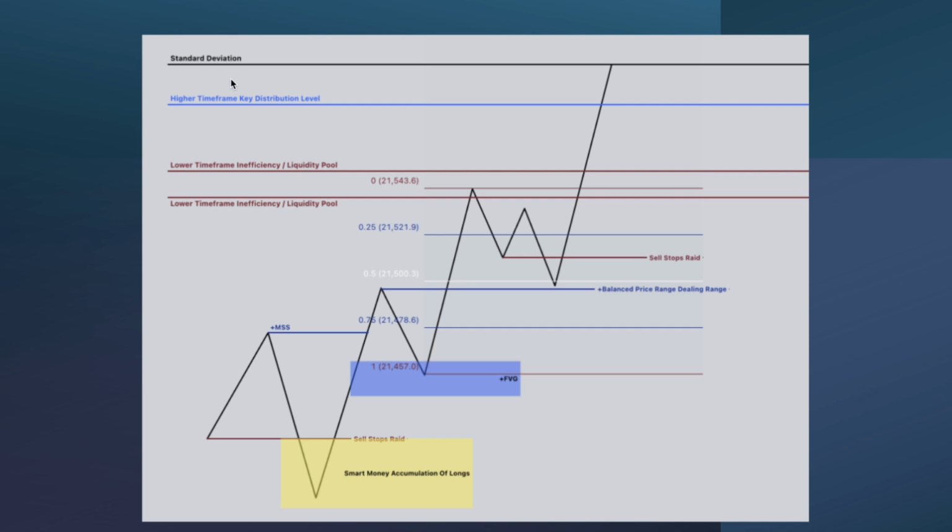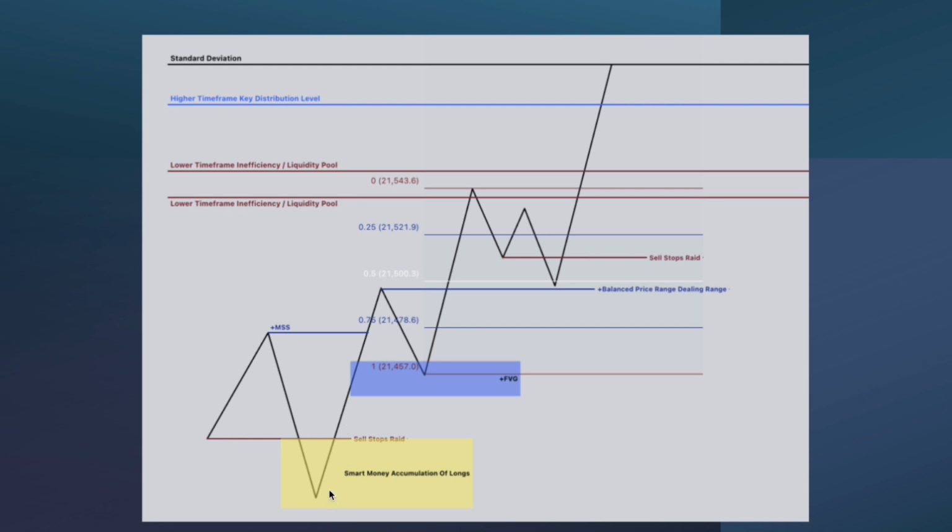So therefore, if we're going to look for precision or precision oriented trading, then what we're going to do is we're going to deviate some level above this. That's why it is called a standard deviation. This is not required for you as a trader, but rather it is for the precision-oriented traders.